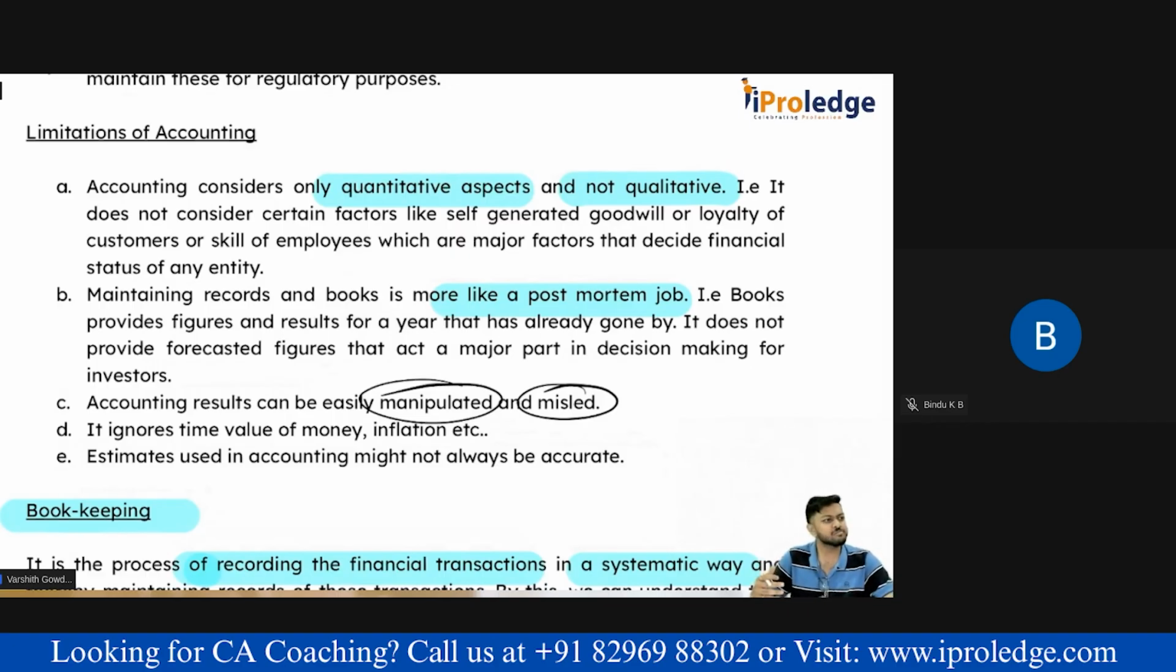Okay. Now the systems have become much better. Now this problem we don't have, but they're talking about the earlier scenario. Back then, since everything was manual, it was easy to manipulate and cheat. Now it has become very difficult to cheat. Okay. It ignores time value of money and inflation. So by now I assume that you know what is time value of money. What is time value of money?